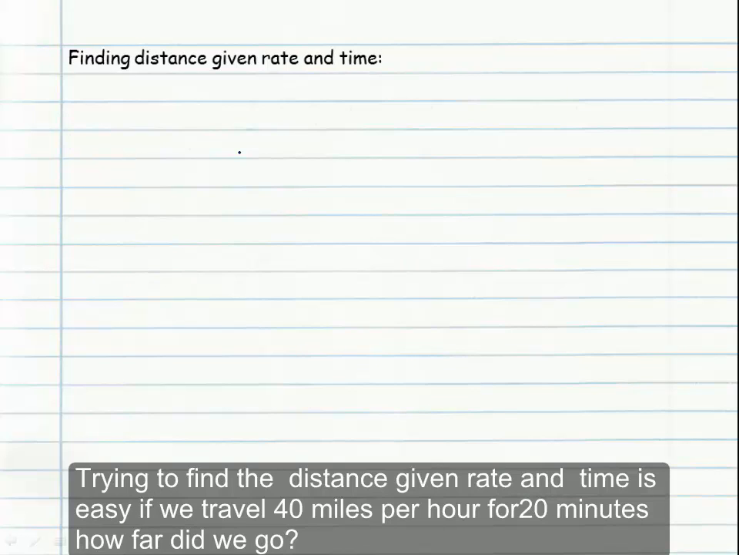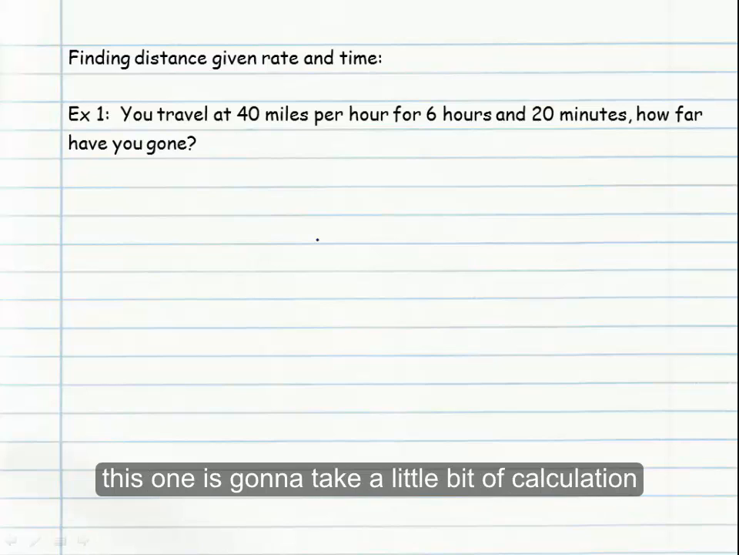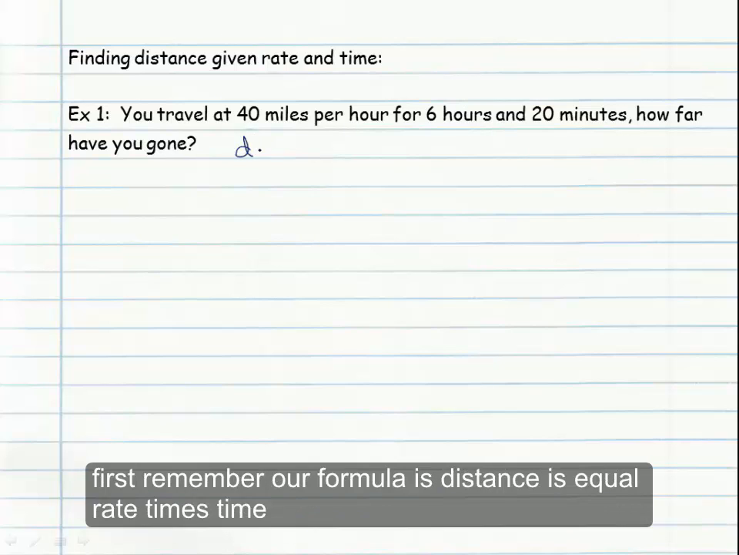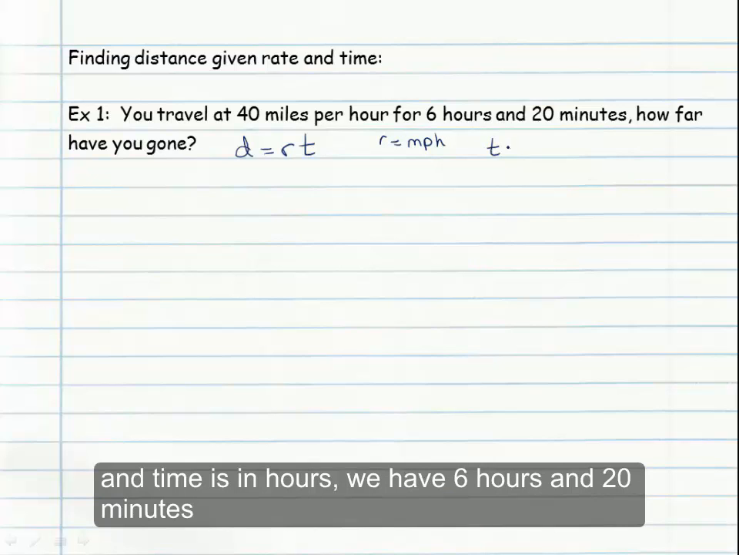Trying to find the distance given rate and time is easy. If we traveled 40 miles per hour for 6 hours and 20 minutes, how far did we go? This one is going to take a little bit of calculation. First, remember our formula is distance is equal to rate times time. Rate is in miles per hour and time is in hours. We have 6 hours and 20 minutes.